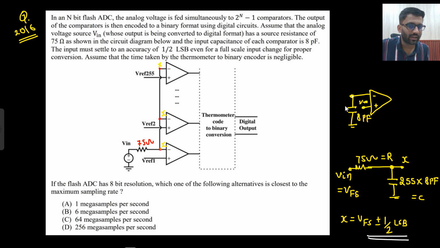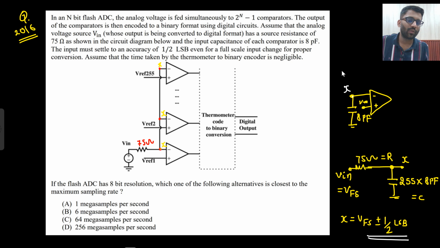Until this node X reaches this point, we are not in a position to give the final output. So we will come into a position to give the final output when our X becomes this much. So what do you think, what is this? It will take some time.